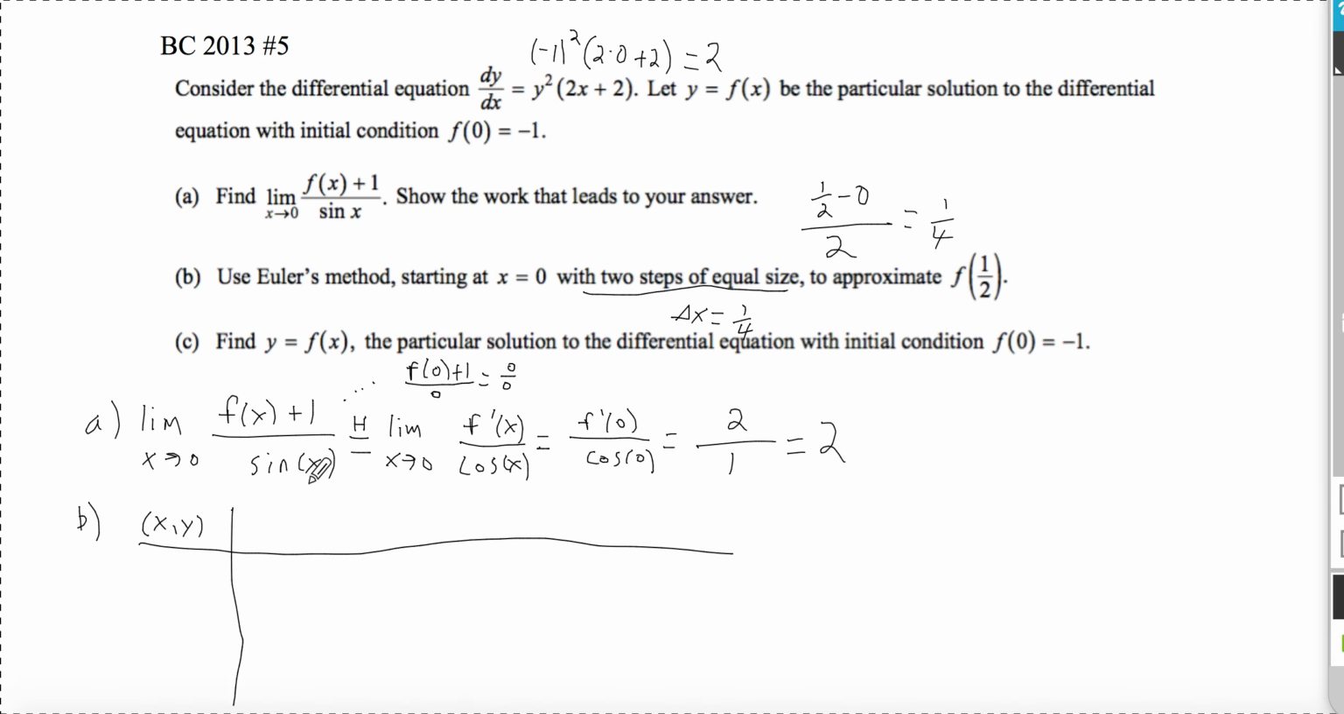Be a little quicker with this one. Go ahead and set up your table and try to use Euler's method to approximate f of half, okay? Pause the video, give it a shot, and come back to check your work.